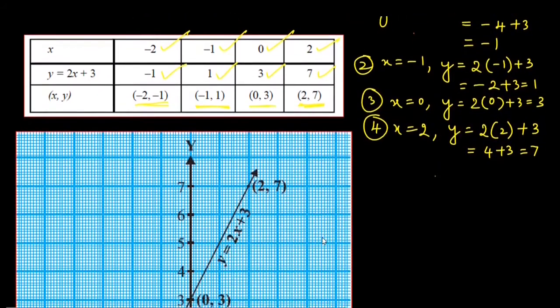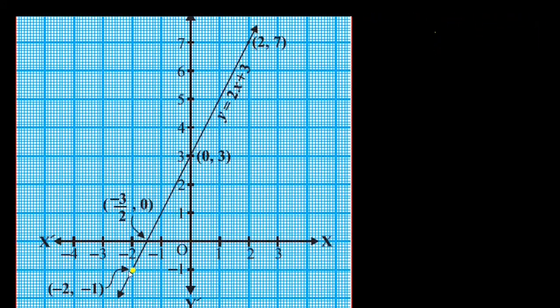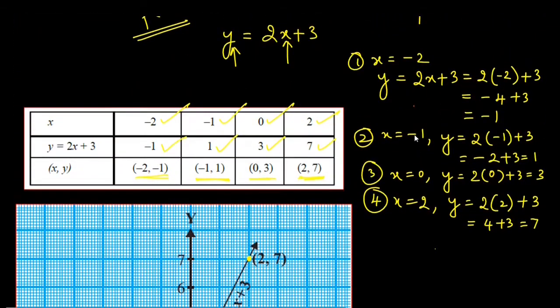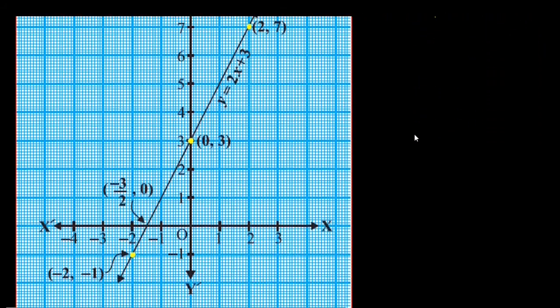So we have taken these points on a graph here. This is (-2, -1). And here (0, 3). Here (2, 7). And another point we got (-1, 1). This one. So we have taken these 4 points and drawn a straight line.